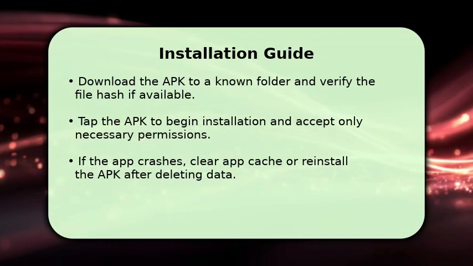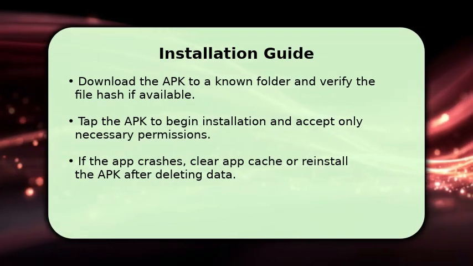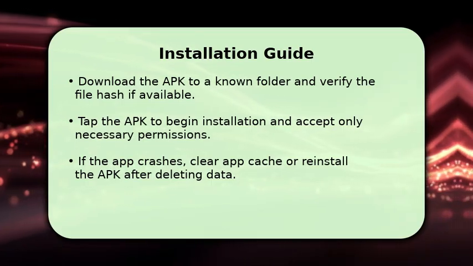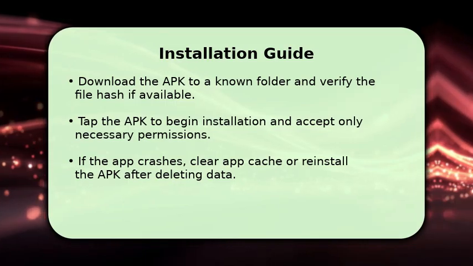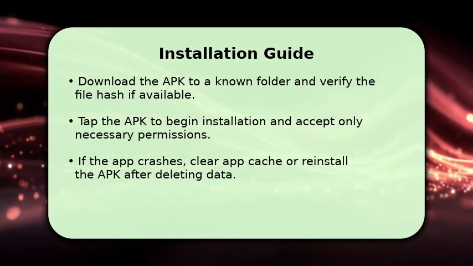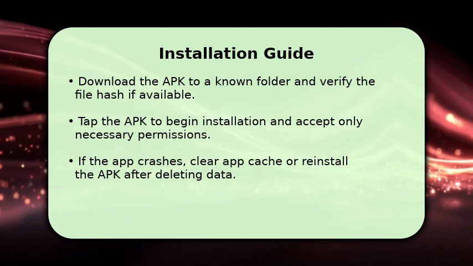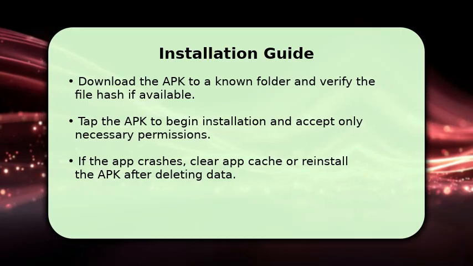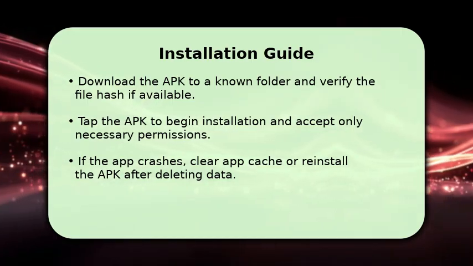After download, locate the Alpha 1 APK in your file manager and inspect the file name and size for consistency. Tap the APK to start the installer, follow prompts carefully, and only grant permissions that the game needs to run. If installation is blocked, disable unknown sources temporarily and retry, then re-enable protections afterward.